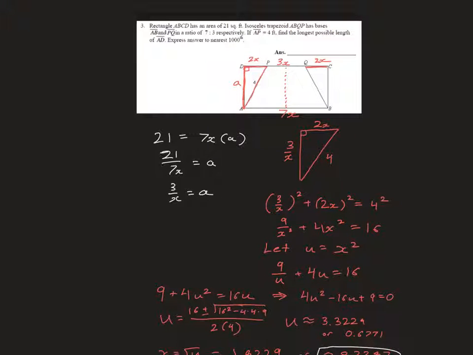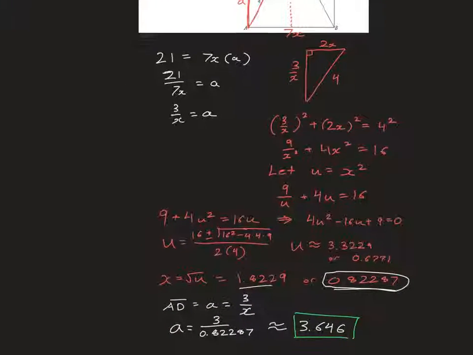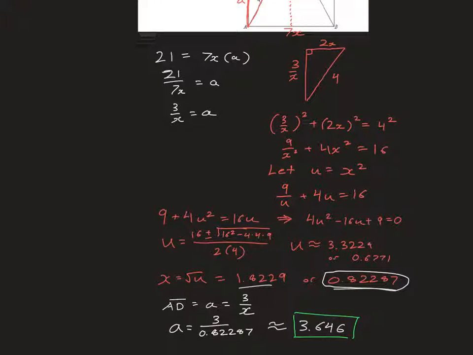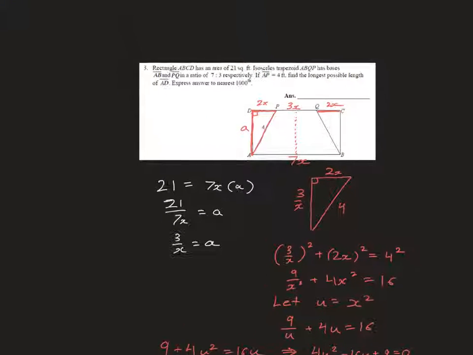So how we did this problem was by finding A in terms of x, which was an arbitrary value we assigned to the base of the trapezoid. And then once we find A in terms of x, we can use a system of equations to solve for different values of x that could work, and then we have to find the value of x that would maximize A, because that's what the problem wants. And the maximized value of A is 3.646.